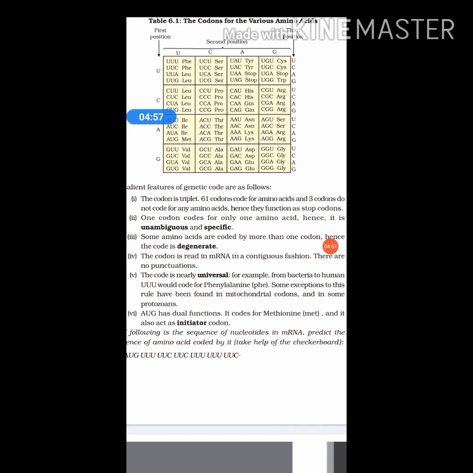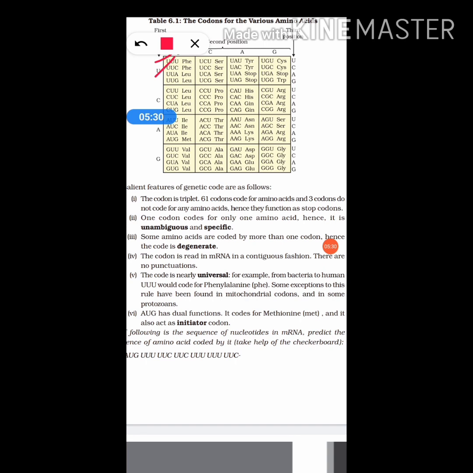One codon codes for only one amino acid. Here you can see the first codon UUU, that is coding for only phenylalanine. Then the second codon UUC, that is also coding for phenylalanine. Then UUA, that is coding for only leucine. So that is specific. Each codon will code for only a specific amino acid.